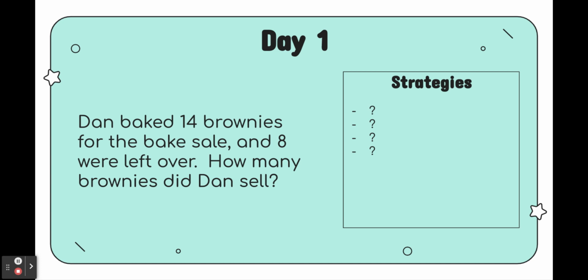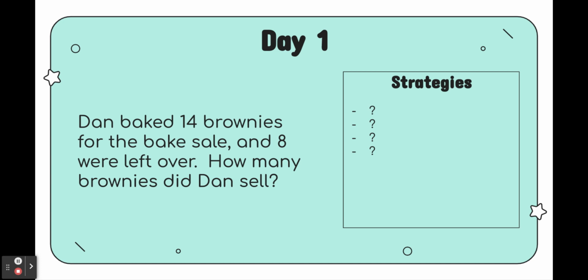All right, we have Dan baked some brownies and there were some left over. How many did he sell? You're going to give kids 1 minute of quiet think time to come up with both the solution and also a strategy on how they solve the problem. They can't just say, oh, I know it. They have to have a strategy. And when they do that, do some kind of gesture like a thumbs up at their chest to say, hey, I'm ready to go.